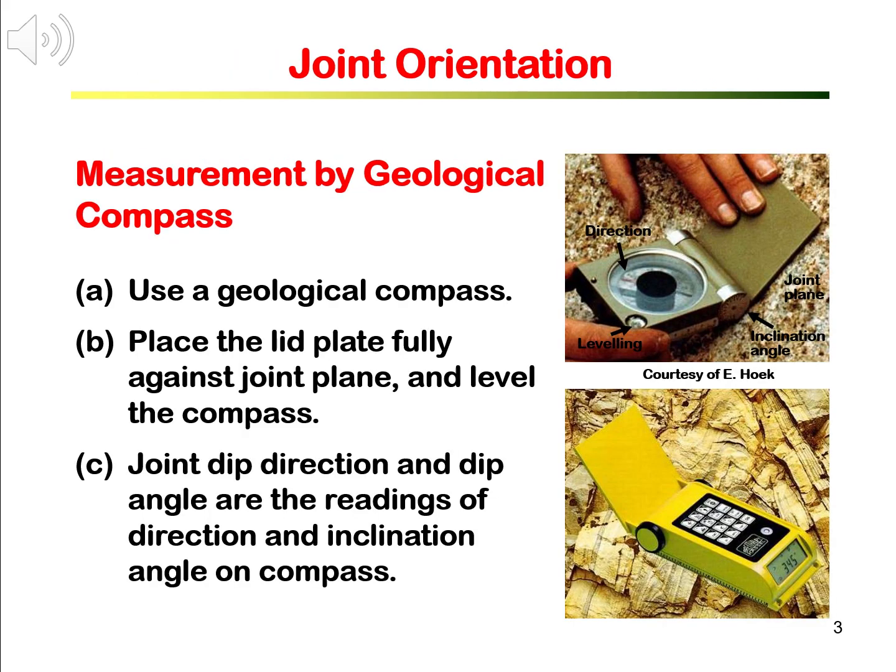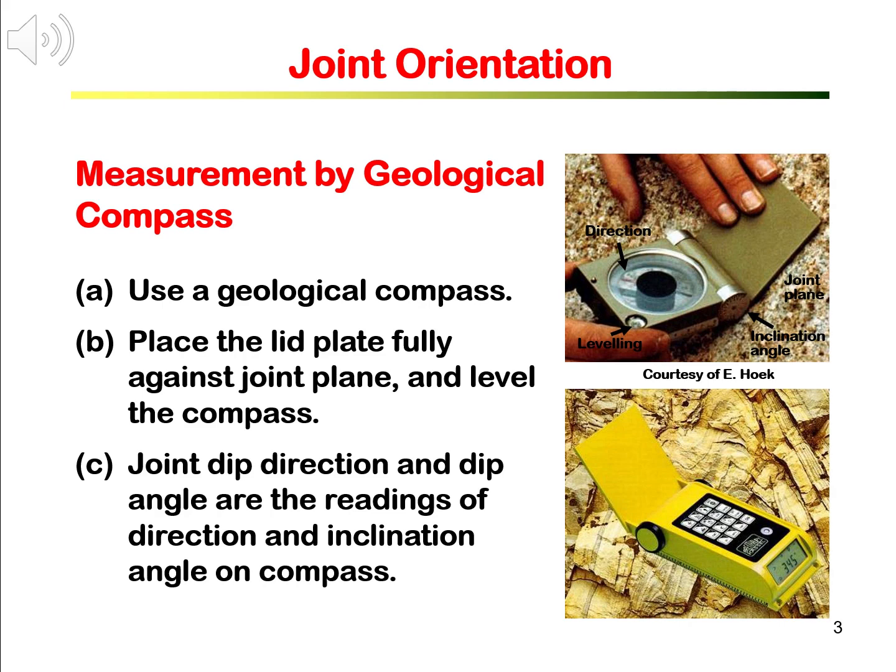The first part is on how to measure joint orientation. We will use a geological compass to obtain the dip direction and the dip angle of a joint plane. On the right, we can see the typical geological compass. It has a flat lid whose inclination angle can be measured. The compass main body can be leveled and it can measure the dip direction to the north.